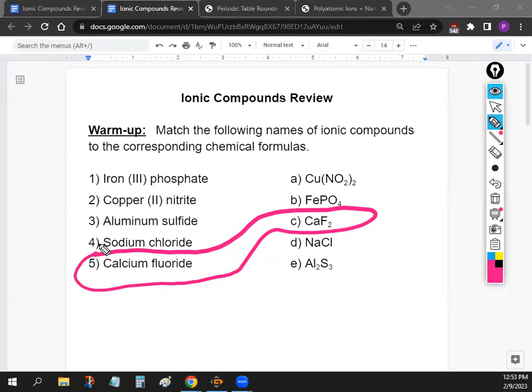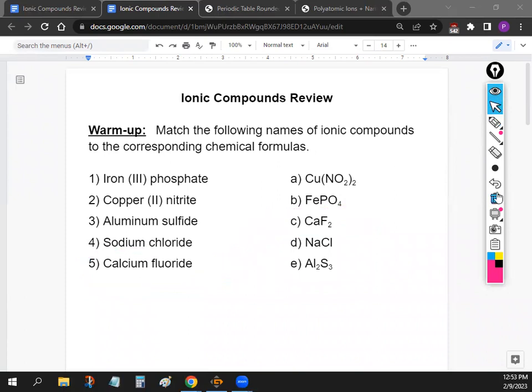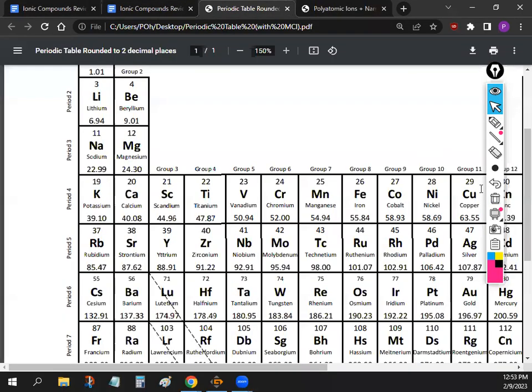So that's calcium fluoride. And in case you need to find where is calcium, here it is. And we've repeated this before, so this one's a little more familiar to folks. All right, everyone good with that?